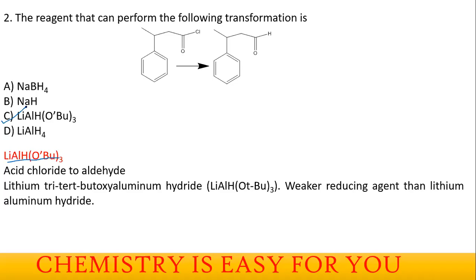So for the conversion of acid chloride to aldehyde, that is the reduction of acid chloride to aldehyde, we are using lithium tri-tert-butoxy aluminum hydride, and it is a weaker reducing agent than lithium aluminum hydride.